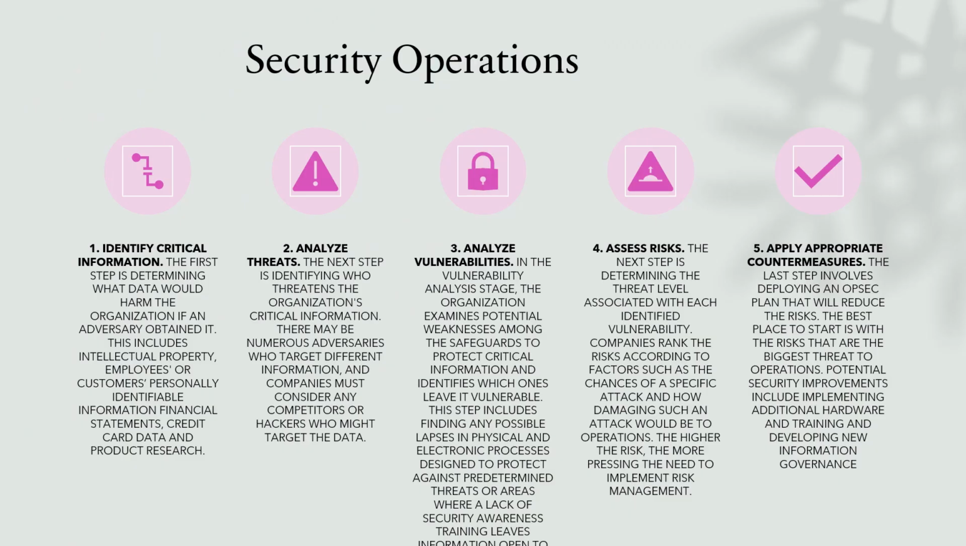On this slide, we look at the security operations. First, we look at how to identify critical information. That's the first one. The second one, you have to analyze threats. The third one, you analyze vulnerabilities. The fourth one, you assess risk. And the fifth one is you apply appropriate countermeasures.